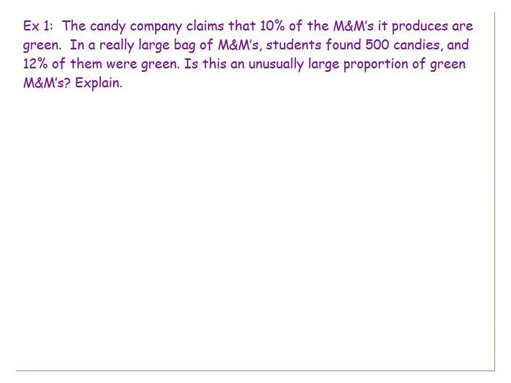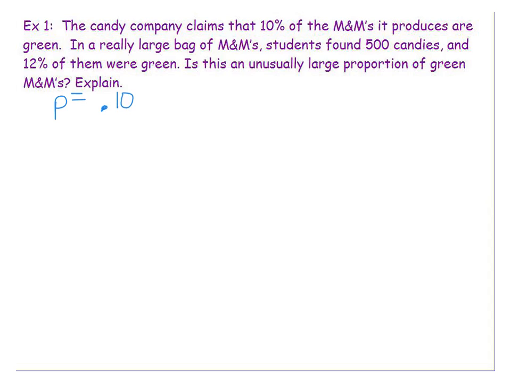So we're going to write down everything we know, and then we're going to start by checking our conditions. So the first number it gave us was 10%. I'm going to start off by writing that as a decimal. That will be 0.10. Now this is what the candy company claims is true about all of their M&Ms. So this is going to be your population number.